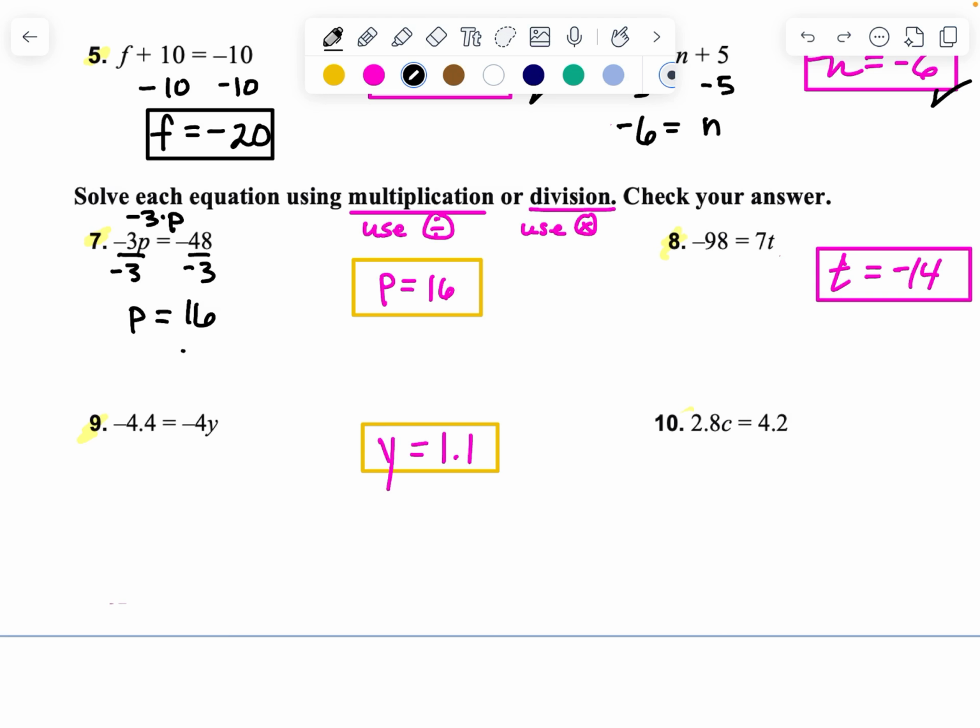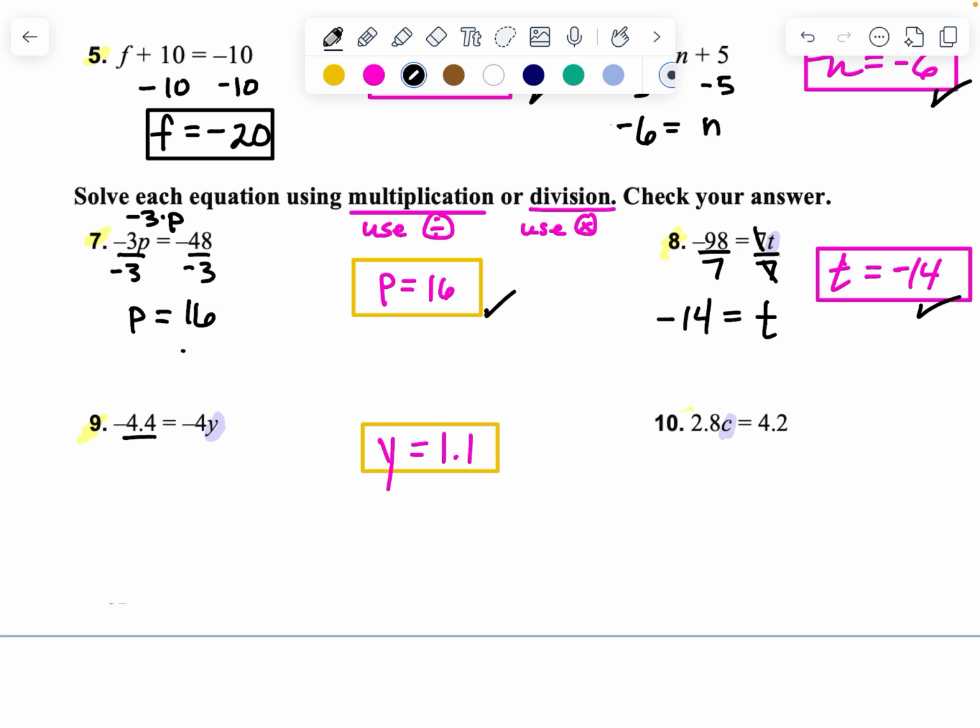For number 8, we have 7t is on the right. So recall, I was saying that we need to solve for the variable. So in each one of your problems, think where is the variable? That's what I need to undo and get to. So in this one, we're going to divide both sides by 7. That gives me t on the right-hand side as the 7's cancel. And then we get negative 98 divided by 7 is negative 14. So negative 14 is our answer.